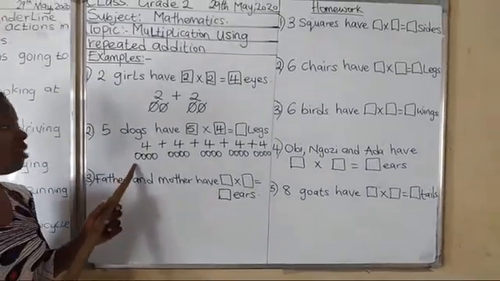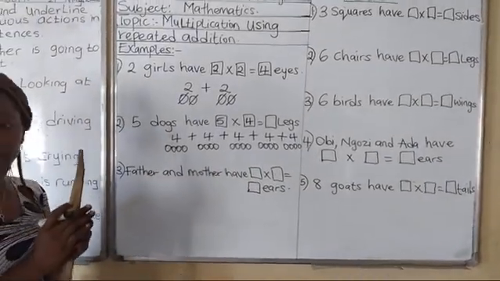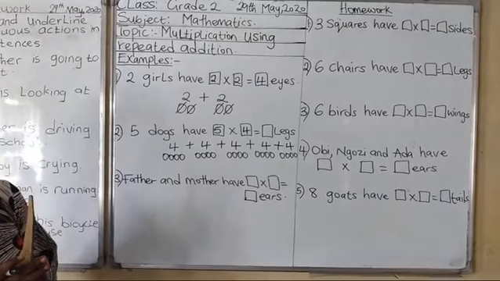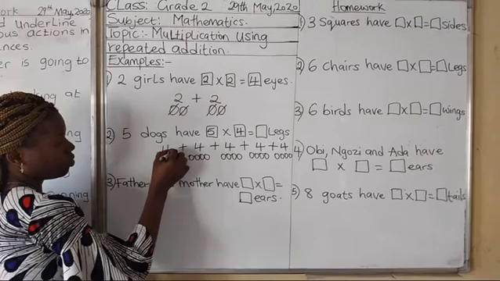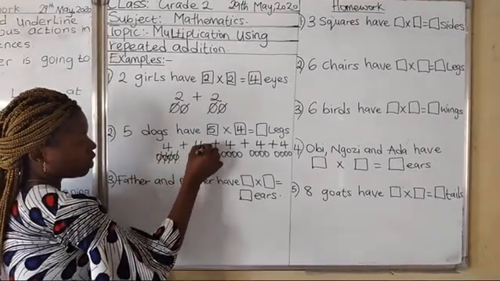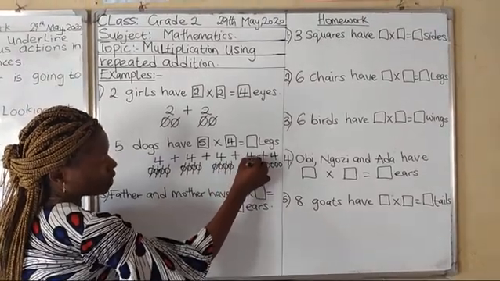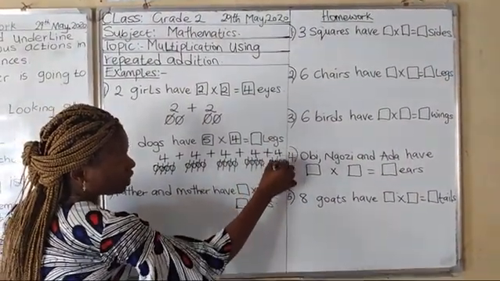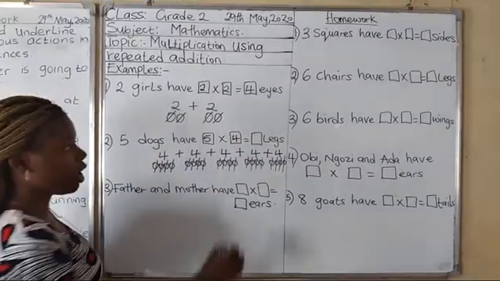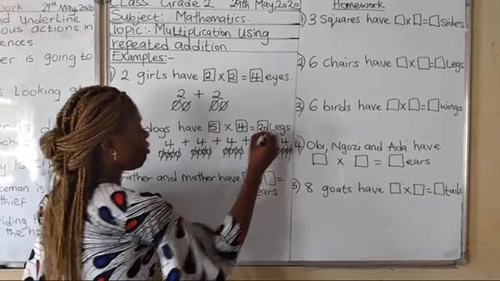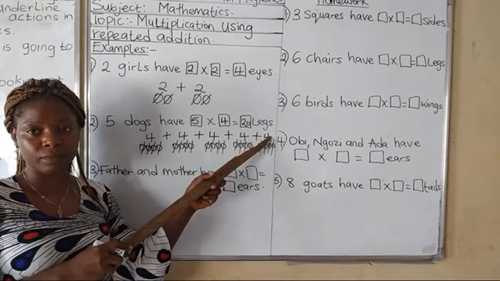Then you count all these zeros together to get your correct answer. Count with me. 1, 2, ready, go. 1, 2, 3, 4, 5, 6, 7, 8, 9, 10, 11, 12, 13, 14, 15, 16, 17, 18, 19, 20. So our answer is what? 20. So 5 dogs will have 20 legs.